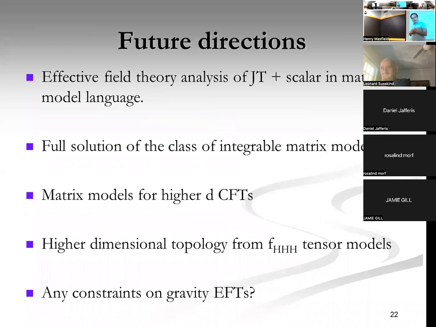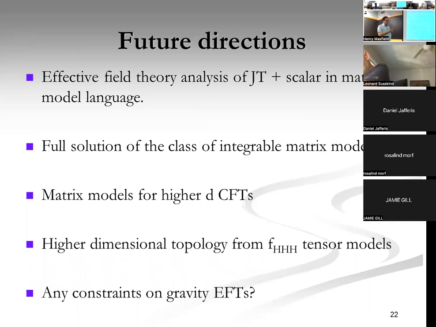So I'm kind of out of time, so let me try to just wrap up what was the point. You can think of, if we take JT plus scalar as an effective field theory, then we can reproduce everything from some matrix model.